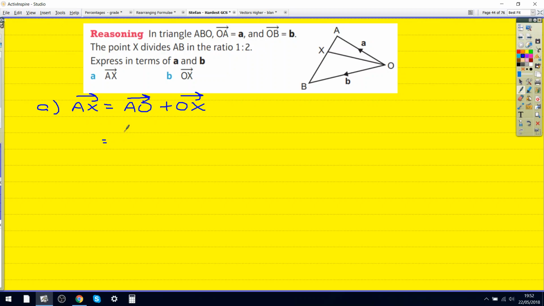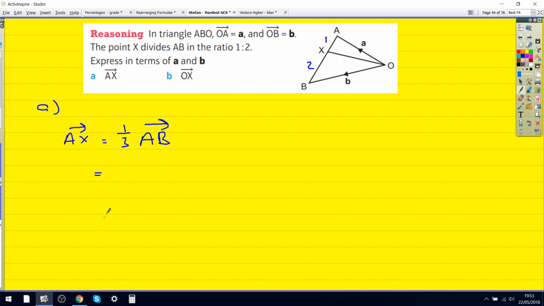So the point X is in the ratio 1 to 2. Oh, right. I didn't see that. So then that would be 1/3 here, and 2/3. So let's say A to X is 1/3 of what? Plus 1/3 of O to B. No. Plus 2/3 of O to B. So I would just start from the beginning. A to X is 1/3 of what? Oh, 1/3 of A to B. Yeah, and that's how I'd go about it.